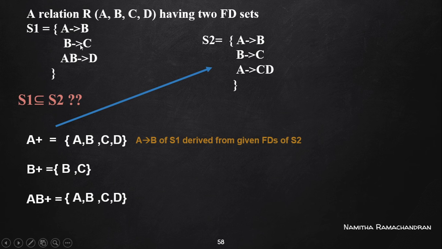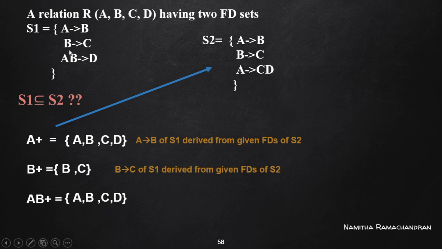Next is the dependency B implies C. So here the LHS part is B, so move to B closure. The presence of this C in the closure set indicates that the dependency B implies C of S1 is derived from the given dependencies of S2. This also comes true here.